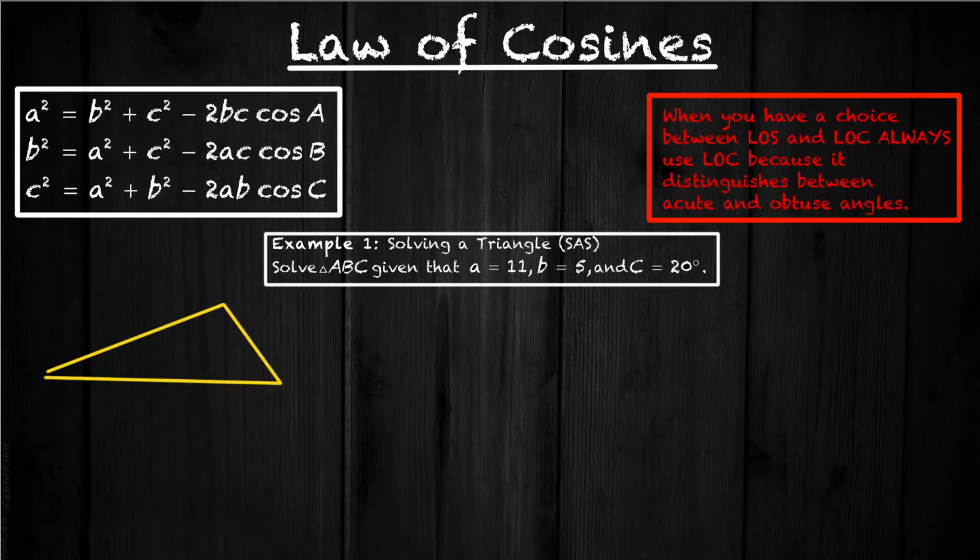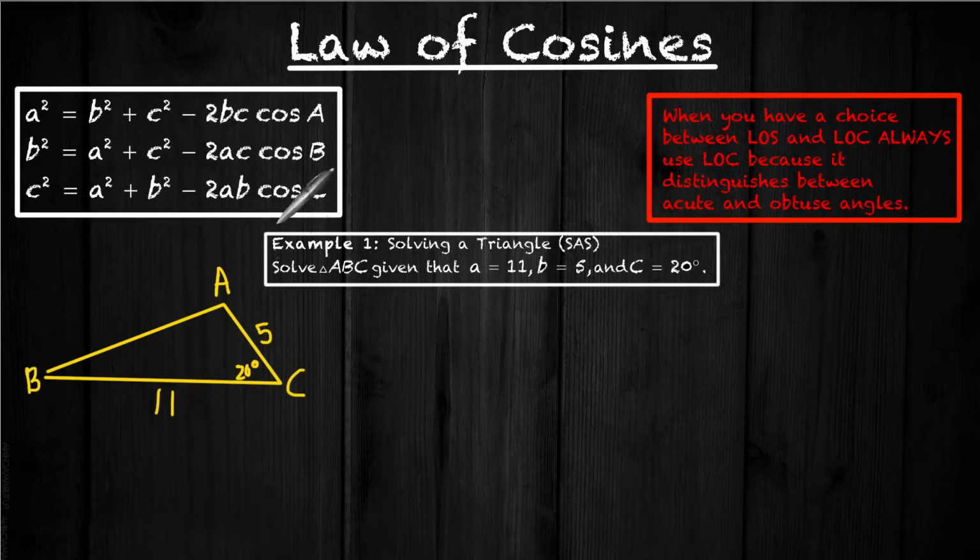And we will label it. We'll put angle A right there, and across from angle A, we don't know angle A, but we have side A, which is 11. Across from angle B, we have 5, so we'll call that angle B, and we know that angle C is 20, so we'll put 20 degrees right there. So we don't know side C, angle A, or angle B.